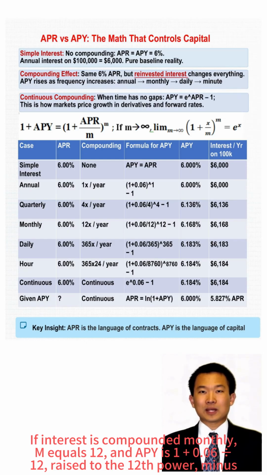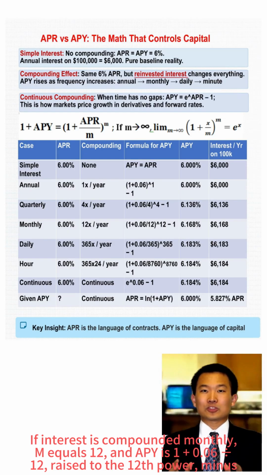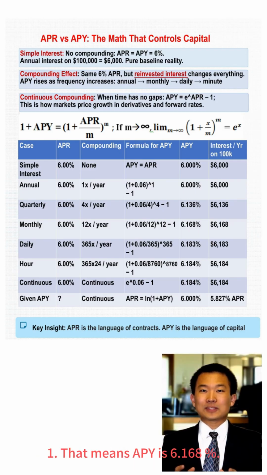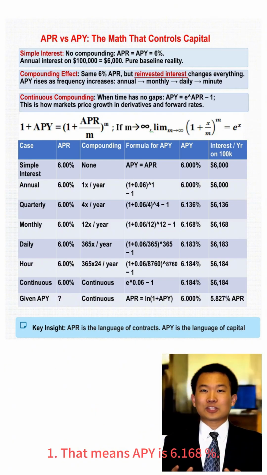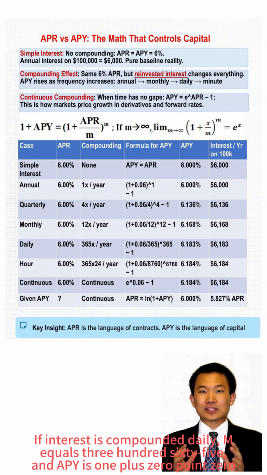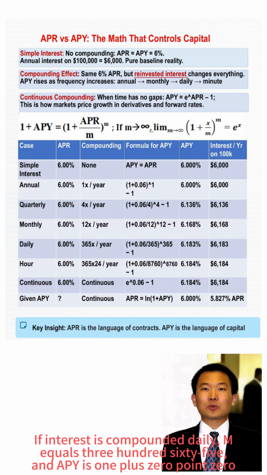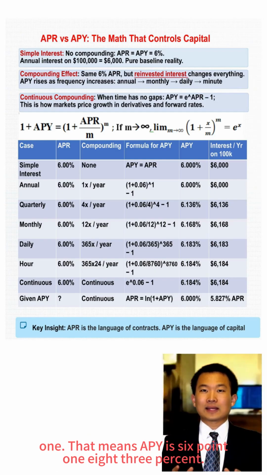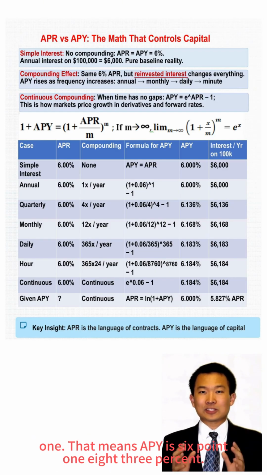If interest is compounded monthly, M equals 12, and APY is 1 plus 0.06 divided by 12 raised to the 12th power minus 1. That means APY is 6.168%. If interest is compounded daily, M equals 365, and APY is 1 plus 0.06 divided by 365 raised to the 365th power minus 1. That means APY is 6.183%.